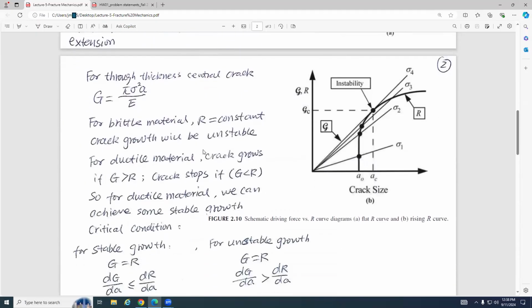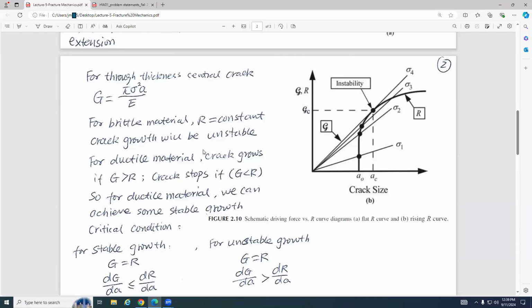So here is one example for this through thickness crack. For the through thickness crack, guys, you can see G equals pi sigma squared a divided by Young's modulus. So this is the energy release rate for the through thickness, central crack, and sigma is the applied load, and a is your current half of the total crack length. Right? So we can calculate the G here. You can see G, and we have a Gc.